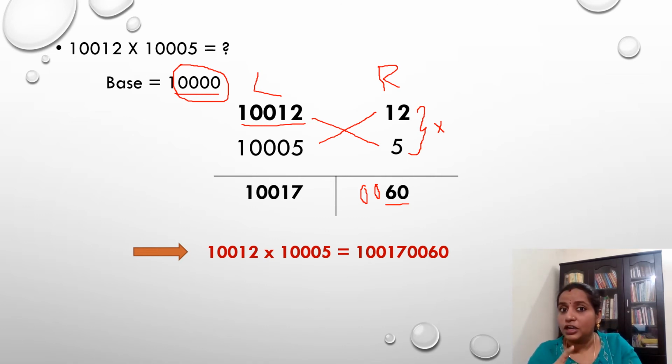Okay. Is it clear for everyone? Don't forget to check the number of digits in the RHS and the number of zeros in the base. The number of digits should correspond to the number of zeros in the base, and both should be the same. Don't forget to check it. It is a very important step. If you are missing it, your answer will be wrong. Okay, let's go for the next problem.